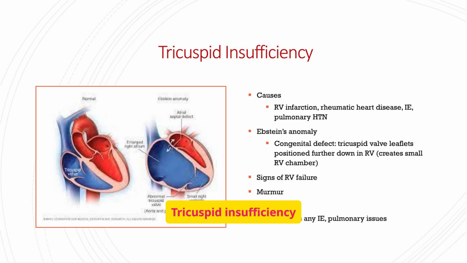Tricuspid insufficiency can be caused by RV infarction, rheumatic heart disease, IE, and pulmonary HTN. Ebstein's anomaly is a congenital defect in which the tricuspid valve leaflets are positioned further down in the RV, creating a small RV chamber. Signs of RV failure include a murmur. Treatment includes addressing any IE and pulmonary issues.